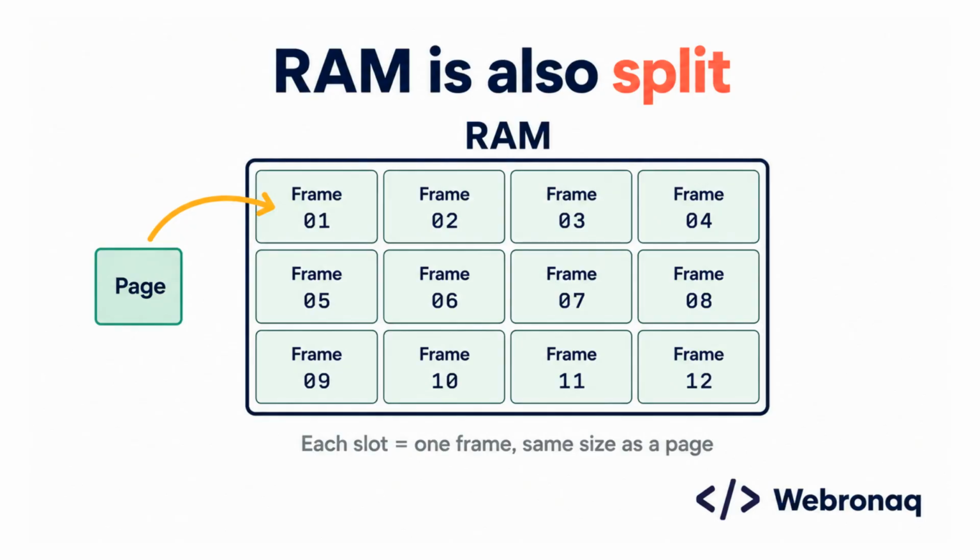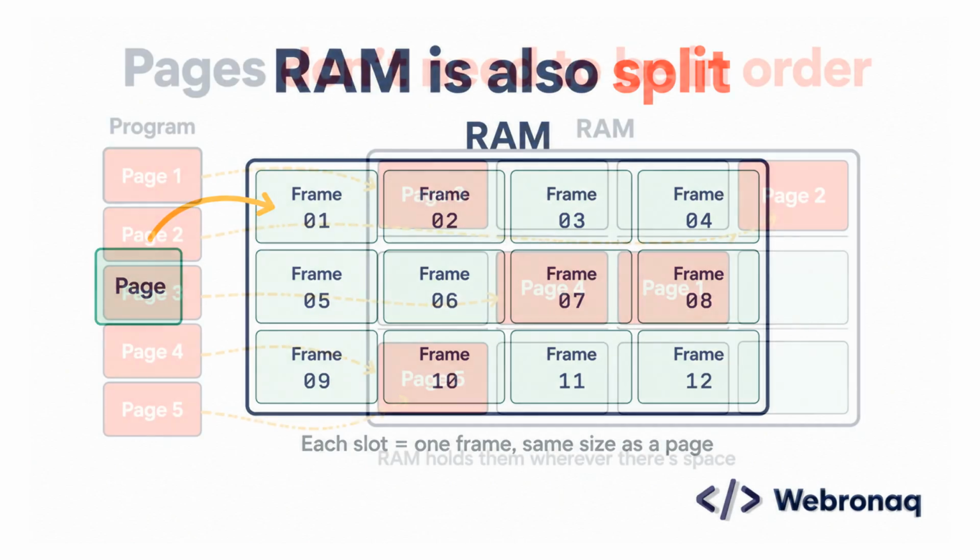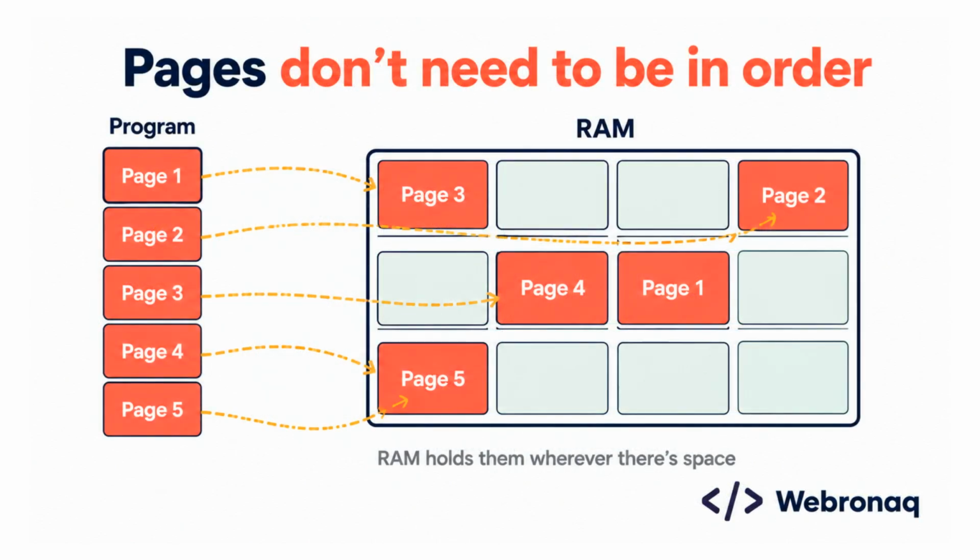This simple decision is what makes the whole system flexible. The operating system doesn't have to hunt for a big continuous space anymore. It just drops pages into whichever frames happen to be free. And this is where paging really starts to shine.